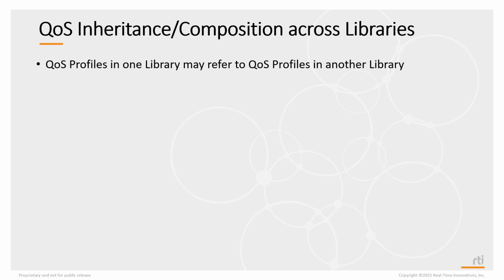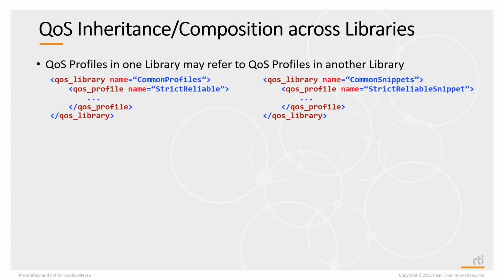Connext DDS allows you to inherit or compose a QoS profile defined in one library from QoS profiles or snippets defined in another library. As an example, here I have two QoS libraries. One is called Common Profiles, the other one's called Common Snippets. In the Common Profiles library, I have a QoS profile named Strict Reliable. In the Common Snippets library, I have a snippet called Strict Reliable Snippet.